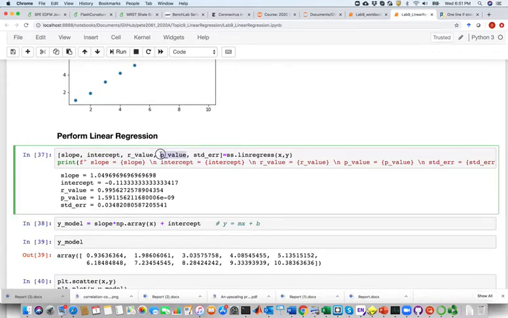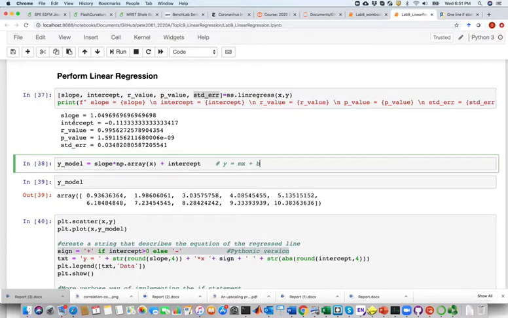P value is the same P value we studied last week, last topic, which basically quantifies the confidence you have in the model. So the lower this is, the more accurate is the use of the linear regression line to fit your data. Standard error, we're not going to get into that. And basically, we print out all of those terms using this print statement.